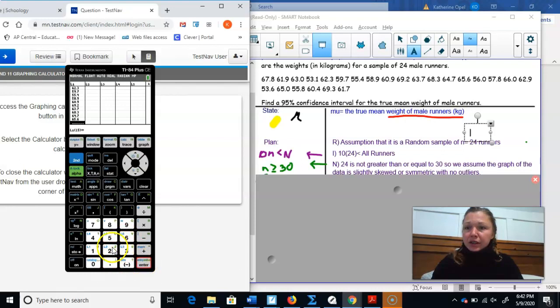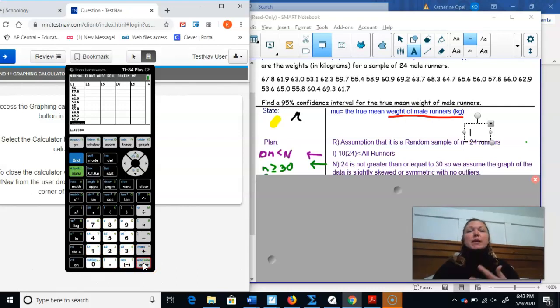65.6, hit enter. 56, I don't need the 0. 57.8, 66, 62.9, 53.6, okay, 65, 55.8, 60.4, 69.3, and 61.7.